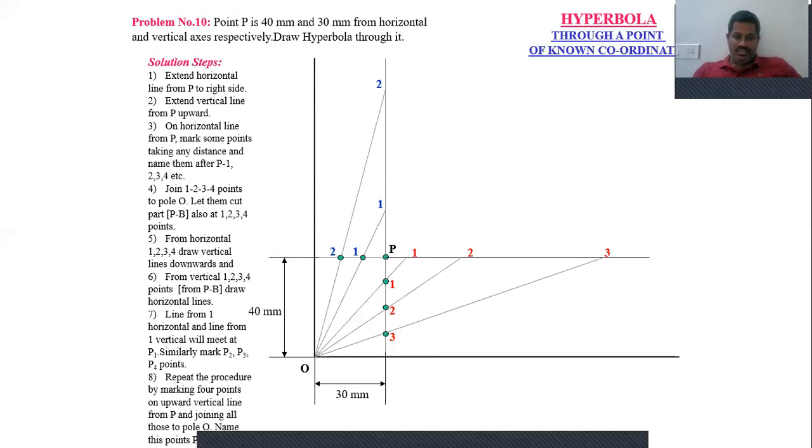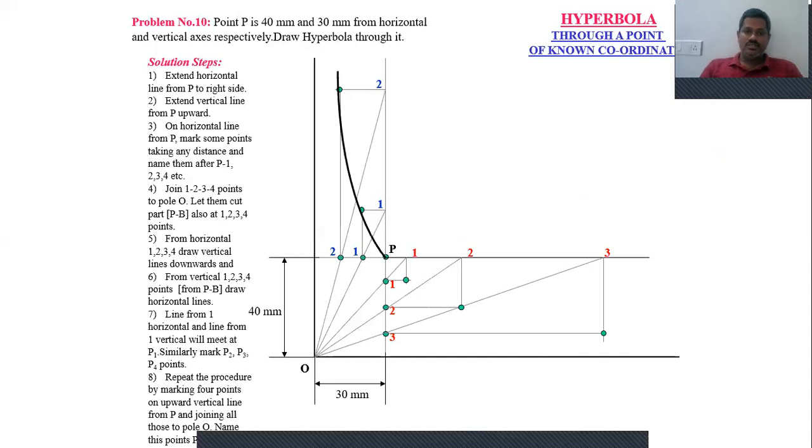After getting these points, drop a vertical line here, draw a horizontal line here, like this. Draw the vertical lines and similarly draw the horizontal lines to get an intersecting point. Similarly from 2 also, draw a horizontal line, and from 3, draw a horizontal line to get point 3. Name those points, and similarly drop a vertical line from point 1 and from 2 also, and draw horizontal lines from them. Then locate the points like this, then connect these points to get a smooth curve called the hyperbola.